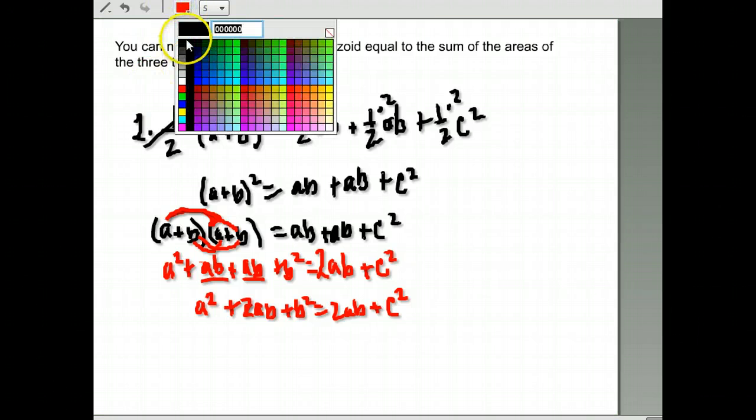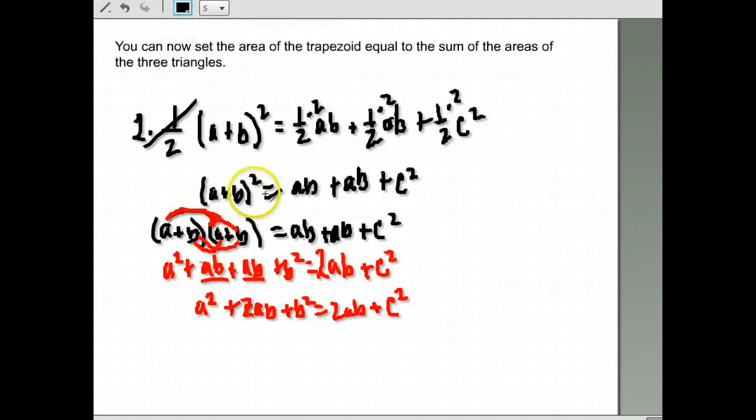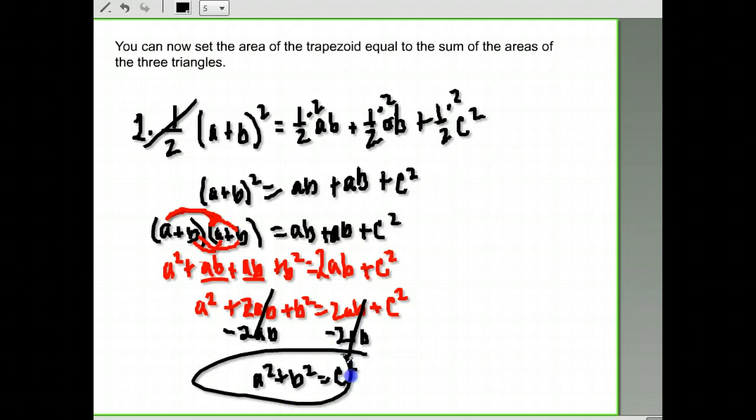Alright, so where do we go from there? Well, notice we have 2ab on both sides. So I'm going to subtract 2ab. If I subtract 2ab from the other side, notice they cancel. So now I have a squared plus b squared equals c squared. And we have derived the formula for the Pythagorean theorem.